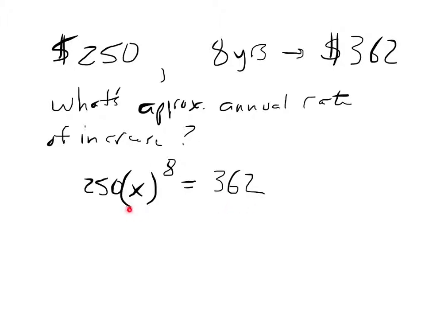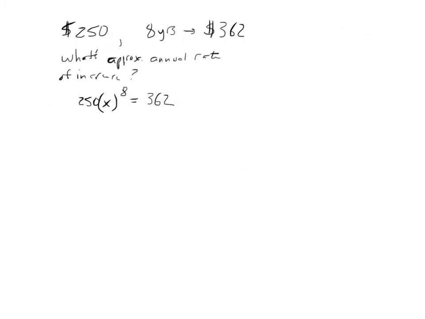For example, if my rate of increase were 7%, x would be 1.07. If it were 11%, it would be 1.11. But we don't know what x is. So the question is, we got to solve for x here. So how are we going to do that? And the answer is, first of all, I'm going to divide each side by 250. And then I'm going to take the 8th root of each side.